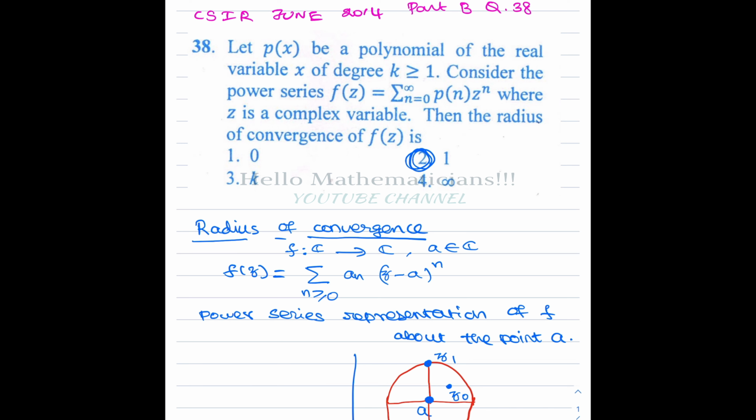Now we consider the power series f of z equal to summation n equal to 0 to infinity p of n z power n. In this polynomial I'm substituting all the non-negative integers. If you substitute 0, 1, 2, 3 and so on, you get many numbers, possibly complex numbers, and you put all those numbers here, you get a power series. We are interested in this power series, and we want to find the radius of convergence of f of z.